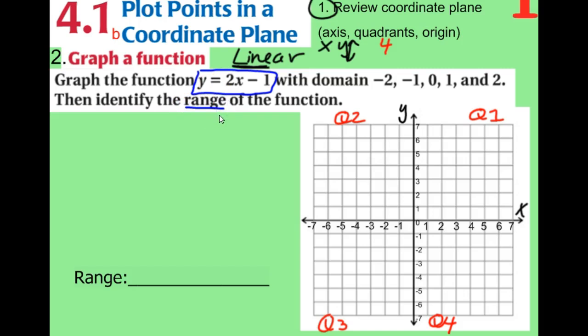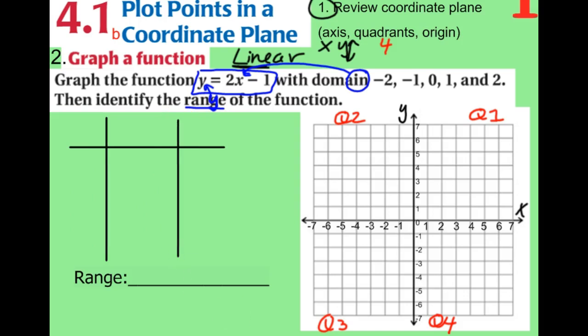Then identify the range. Well, our domain represents what we're plugging into our function. We're going to plug things in for x and get out y, which is our range. So in order to do this, we are going to make a table. We call this a table, but if you want to call it a chart, that's fine. We're going to plug numbers in for x, and we're going to get out y. Our equation, y equals 2x minus 1, is going to go in the middle. But we're not going to write y equals because we really have 2x minus 1. We're going to plug things in for x, and we're going to get y. It is equal to y, but we're going to just write y in this other column.